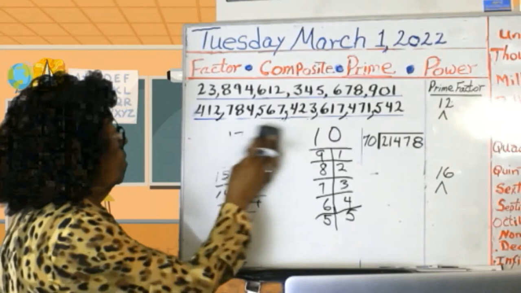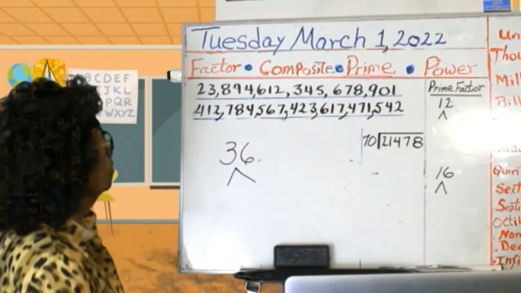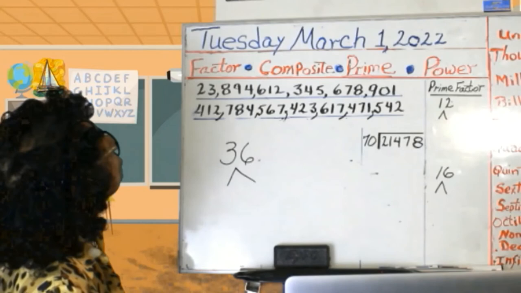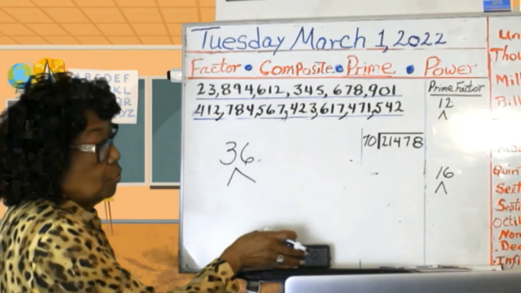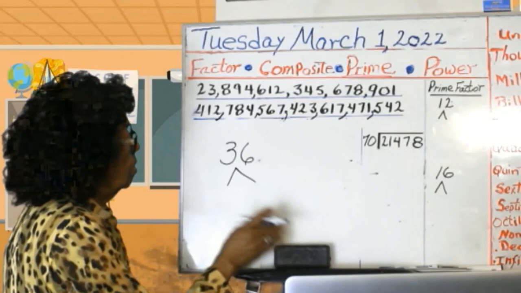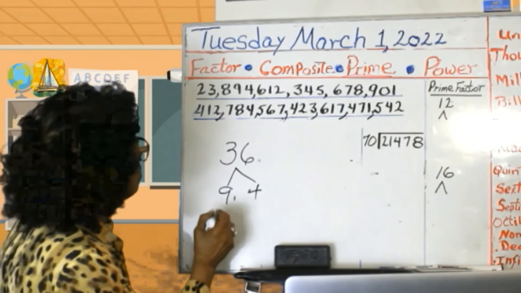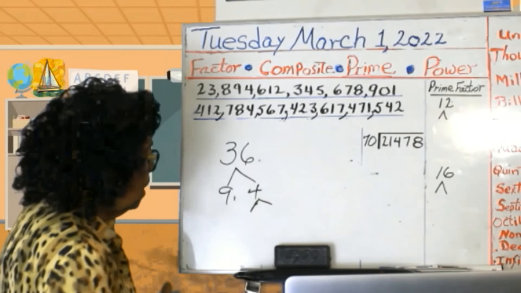Thirty-six. Let's go. Ready? 36 and... You tell me. Did you want to do 36? 36 is 9 times 4. Come on. And 4 is 2 plus 2. What? We're doing facts. And 9 is 3 plus 3. You can't do plus. You're not doing facts. You're doing factors.